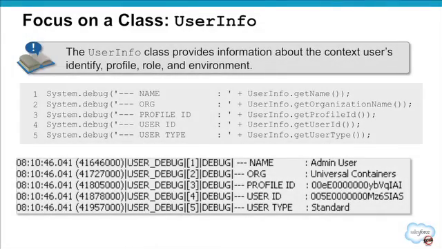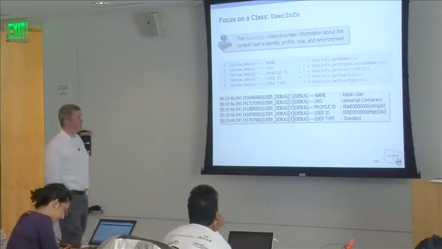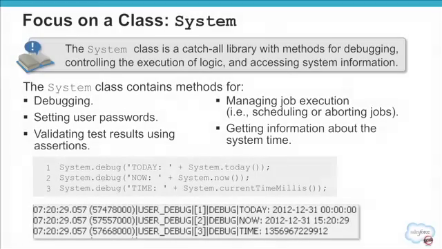There's a class called UserInfo, which gives you information about the currently logged in user. So if you want to find out the currently logged in user's profile ID, their first name, their role, all of that information can be gotten from UserInfo. System is an important one. We can get the current either date stamp or timestamp using that. Remember we had our System.debug, which is our version of the System.out.print or the Console.Write.